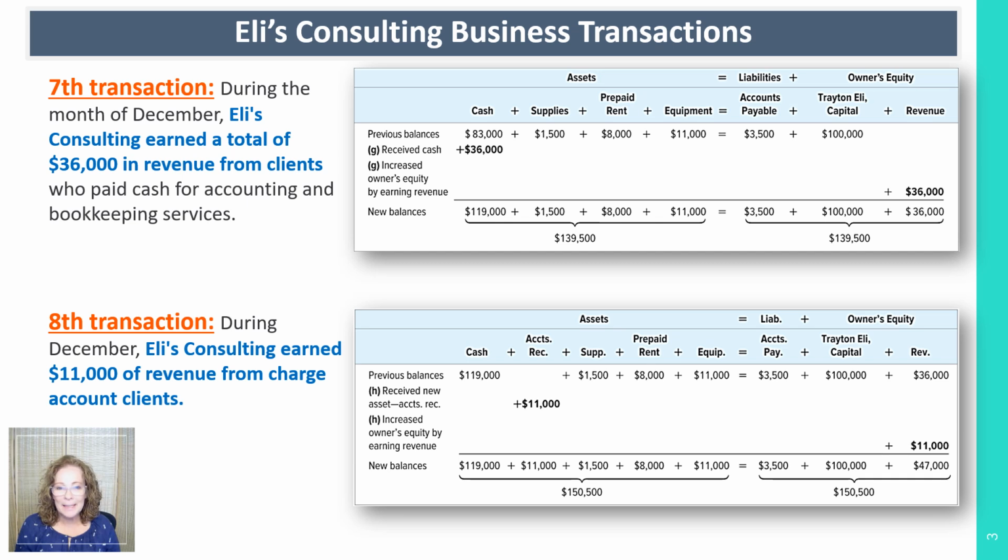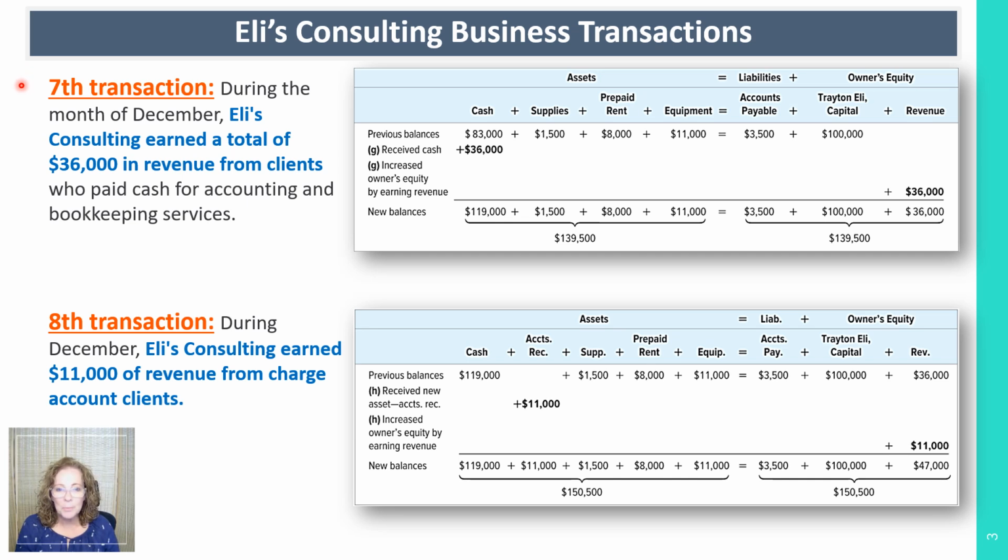Transactions 7 and 8 are about recording revenue for Eli's Consulting under 2 different scenarios. In the 7th transaction, the client pays right away, whereas in the 8th transaction, Trade and Eli extends credit to customers. So let's start with the cash revenue scenario first.